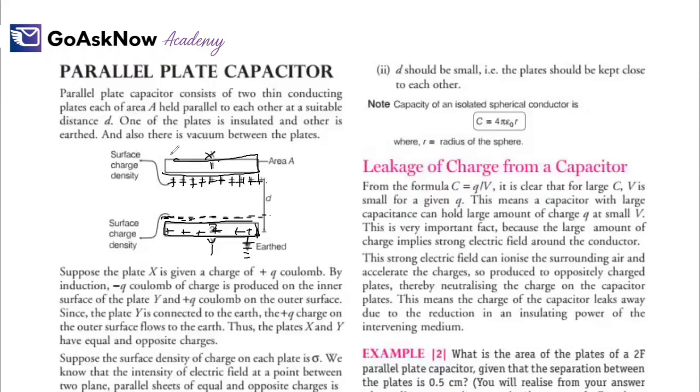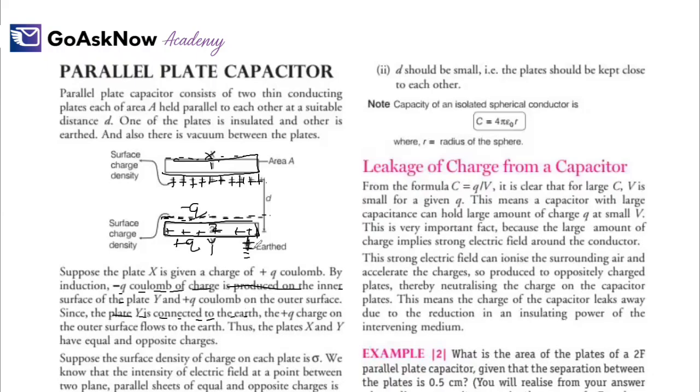And here also you will be getting a minus charge. It is not shown here, but you will get an induced charge here also. So by induction, minus q coulomb of charge is produced on the inner surface of the plate. Here you can see minus q charge and plus q on the outer surface.